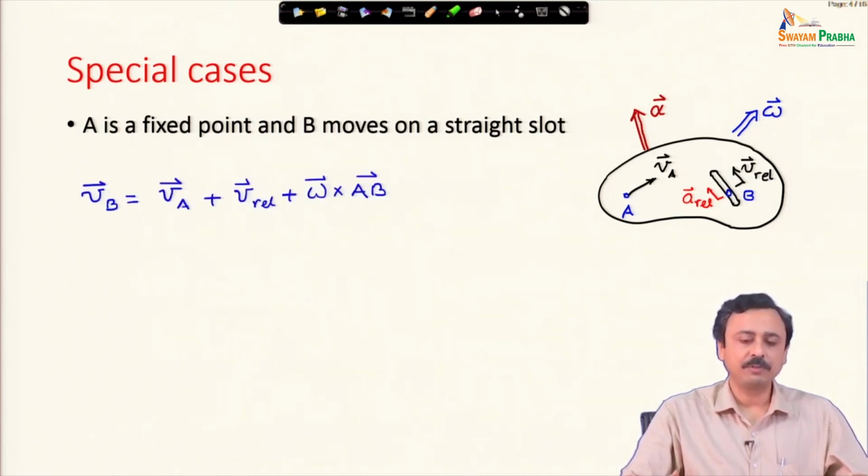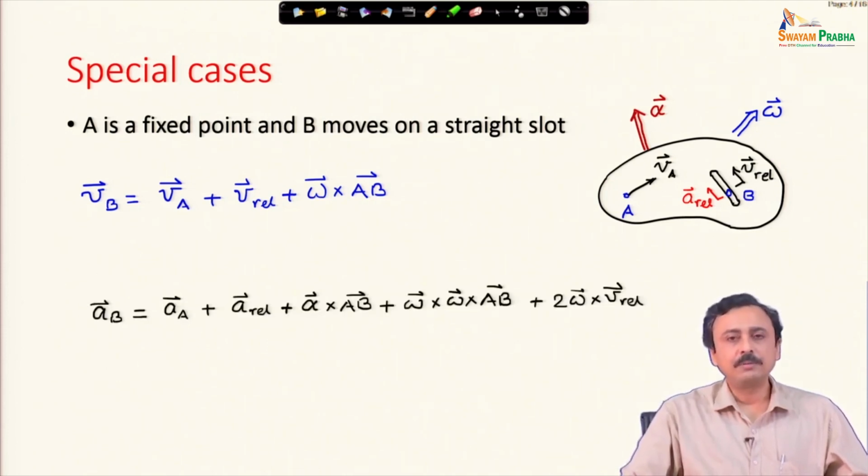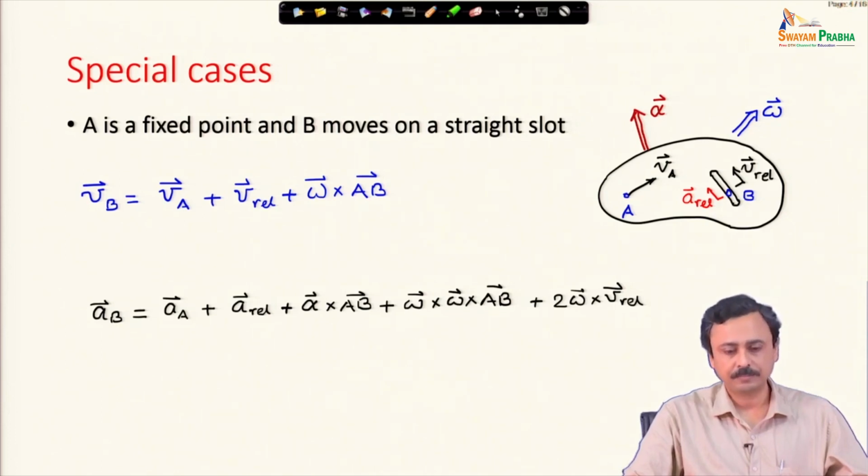Then there is no simplification, the whole expression is required. You have VREL and of course, omega cross AB, the body is rotating at angular velocity omega. Similarly, in acceleration, all the terms are present: angular velocity, angular acceleration, and all those effects because of VREL and AREL. So, all the terms are present.